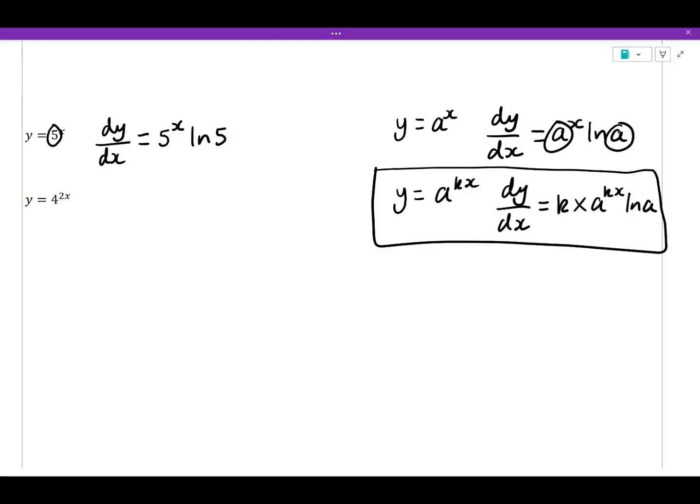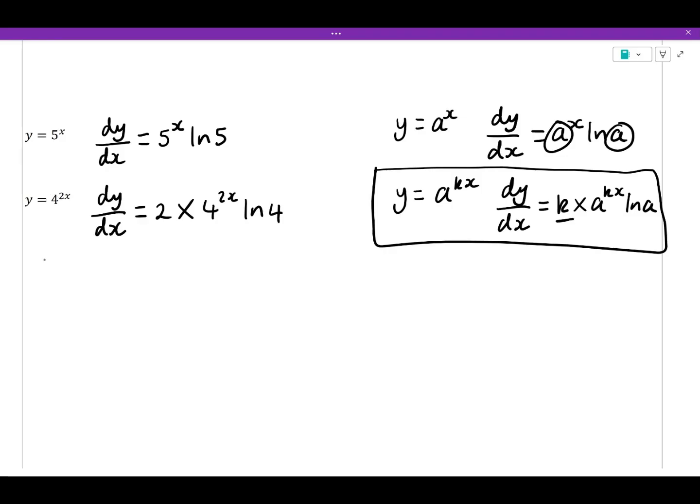Now for the second one, perhaps it more resembles the bottom version that I've written out here, the slightly more complicated version. So we would have dy by dx equal to, well, our value for a this time would be the 4, and our value for k would be the 2 multiplying the x. So now we can write out my derivative. It would be k, which we said is equal to 2, multiplied by our initial exponential, which was 4 to the power of 2x, and then ln a, and we said a was the 4. So that would be my final answer.